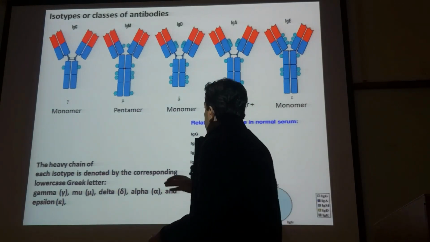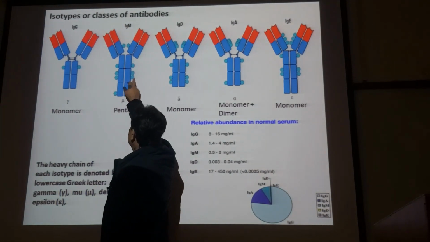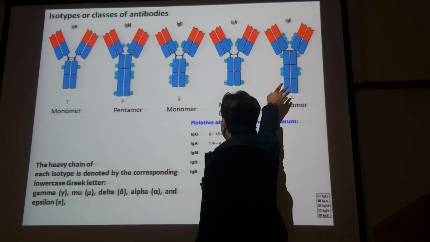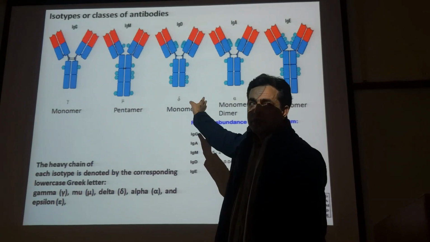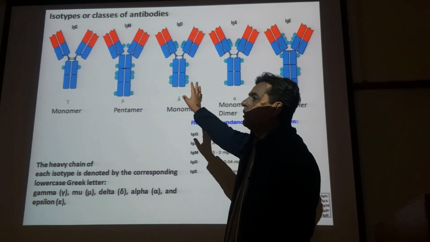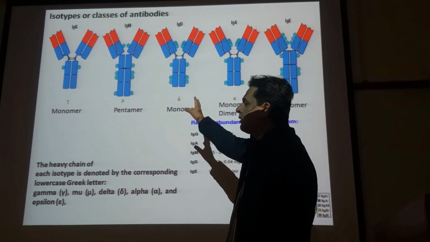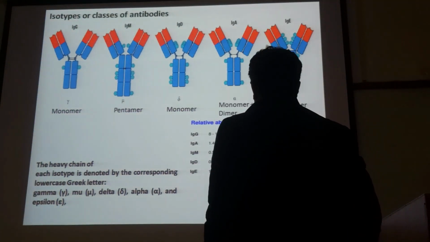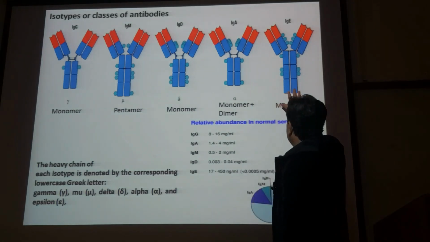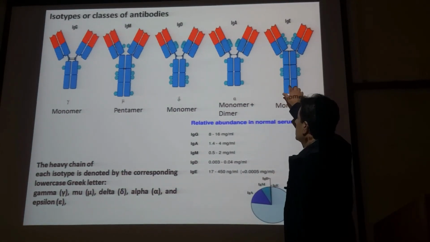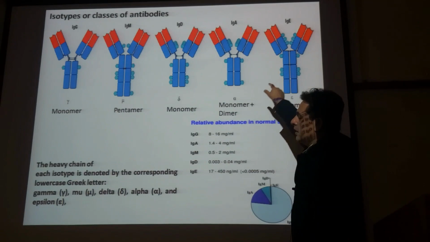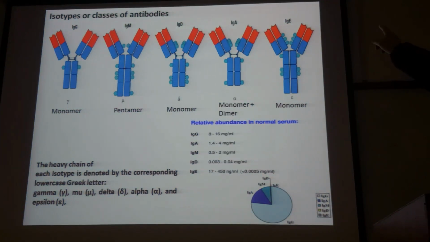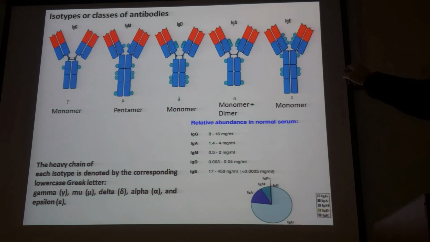So the constant regions are attached with carbohydrates. The number of carbohydrates is different in the case of each class of antibody. The nature and the number of carbohydrates could be different in these cases. Then if you look at the constant region here, how many domains are here in the case of IgE? 1, 2, 3, and 4.